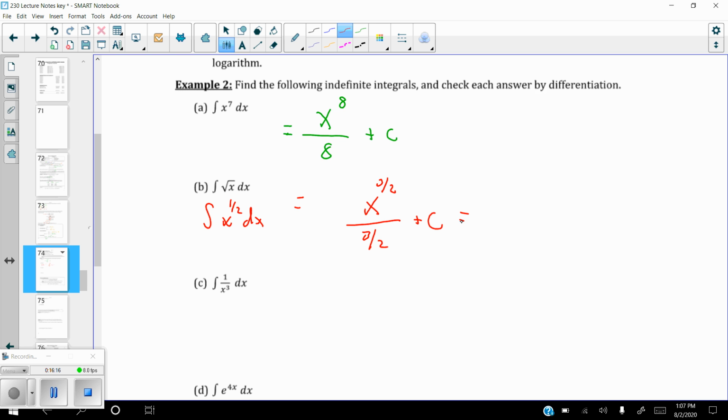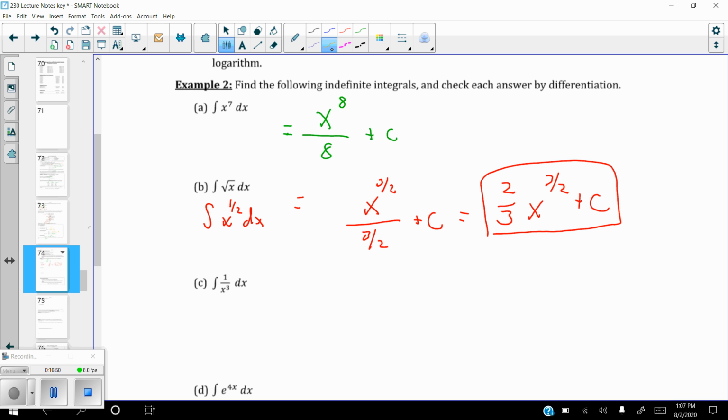So instead of leaving a compound fraction, dividing by a fraction is like multiplying by its reciprocal. So instead of writing x to the 3/2 divided by 3/2, I'm going to write it as x to the 3/2 times the reciprocal of 3/2, which is 2/3. It's just a much cleaner way of doing it. This is the way you will see me do it from now on. So when I have to divide by a fraction, I'm going to multiply by the reciprocal instead.